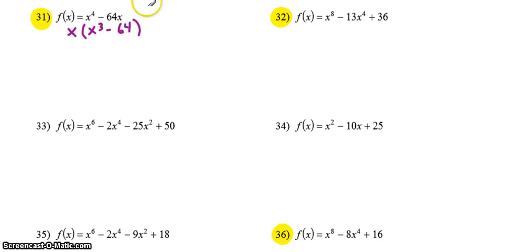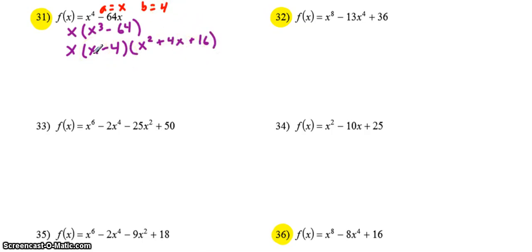So I will use the difference of 2 cubes pattern, where a is going to be x, and b is going to be 4. I'll bring down the factors I already have, the x, and then the pattern goes a minus b, so x minus 4. And the second factor is going to be a squared, so that's x squared, plus a times b, so x times 4, 4x, plus b squared, and that's 4 squared, which is 16.